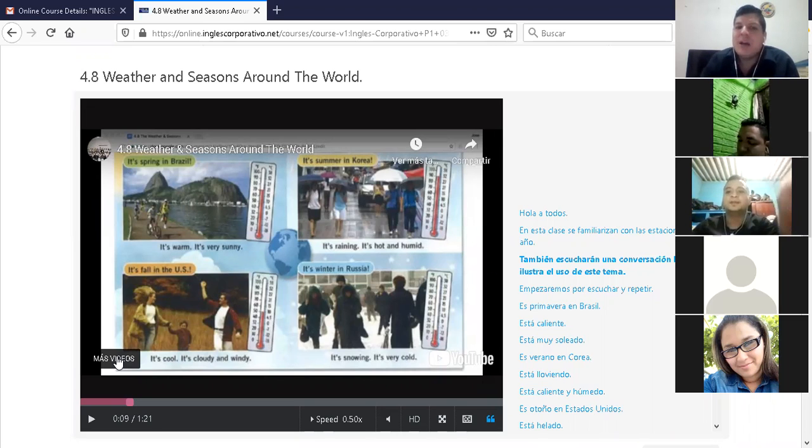Next one. It's snowing. Si usted se fija, tenemos it's, que termina en S, snowing comienza con S. Entonces lo que hacemos es que lo unimos. No lo suelto, sino ocupo la misma S. It's snowing. How do you say nevando? It's snowing.